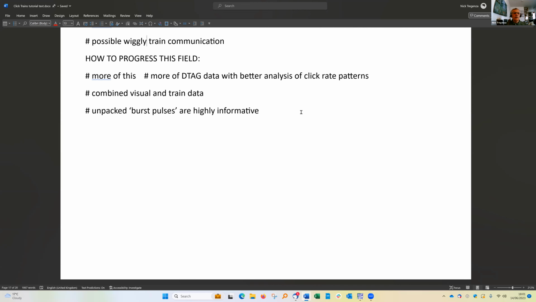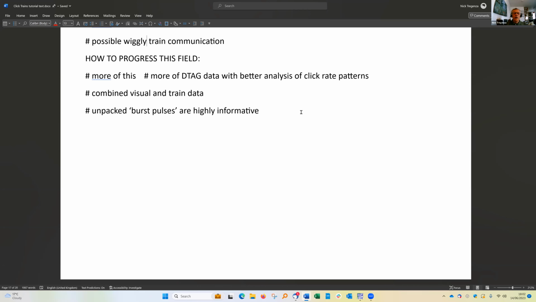We need actually more DTAG data with better analysis of the click rate patterns, not just the sort of gross click rate. We need combined visual and train data, and I think we've got somebody from Ocean Wise on this call. They're in the Northeast Pacific, and we were looking at the porpoise social click trains and not finding any.